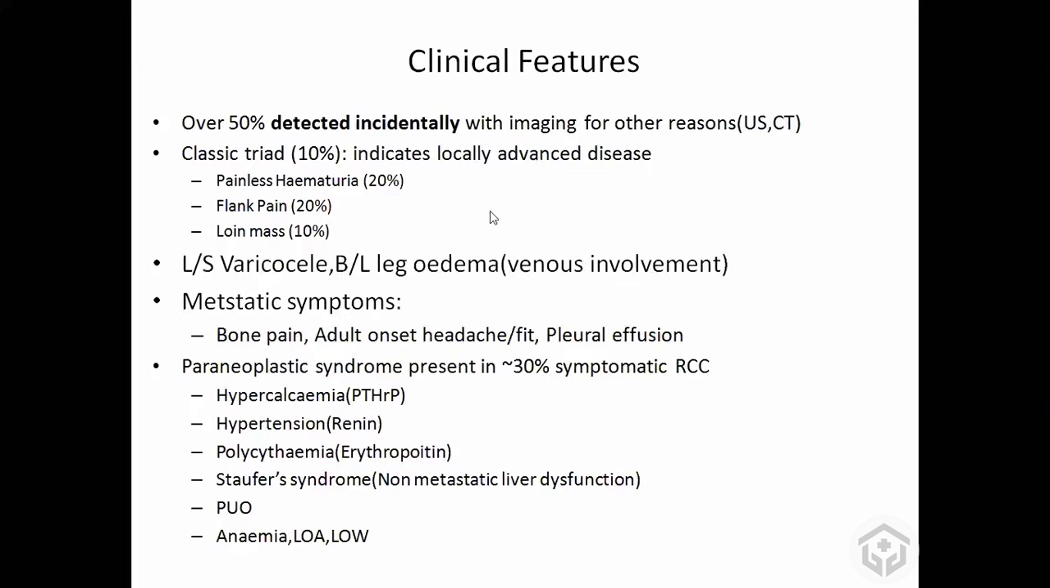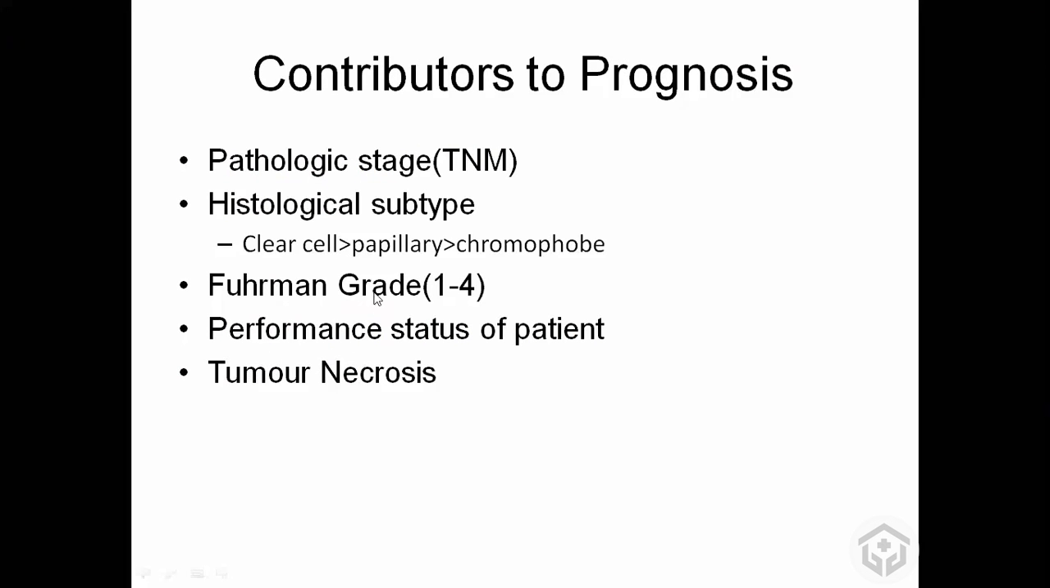The pathological grade we use here is Fuhrman grade. 1 is a good grade, 4 is a bad grade. The good prognosis type is chromophobe type. Papillary is better. Clear cell is a bad, aggressive cancer.